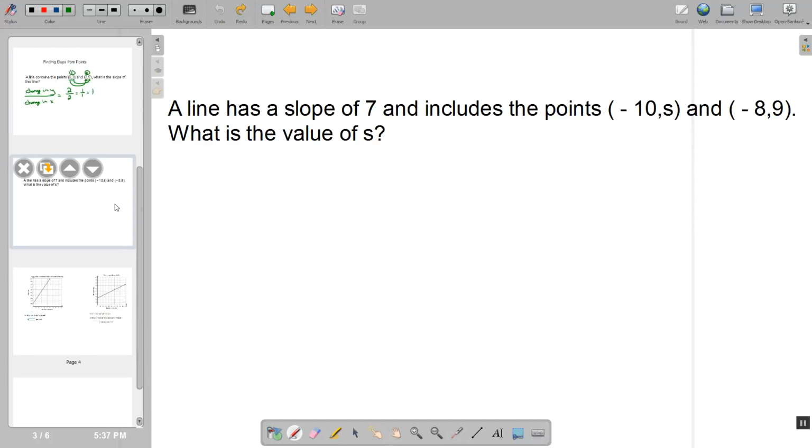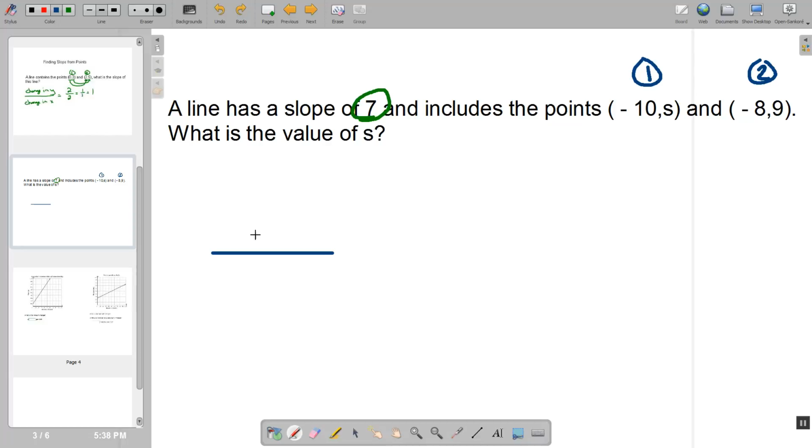Let's get a little bit trickier here. A line has a slope of 7 and includes the points (-10, s) and (-8, 9), and wants to know what is the value of s. So we have to think a little bit backwards here. The problem we have is that we don't have our y value, but this is point 1 and this is point 2. So I'm going to think about my fraction here.